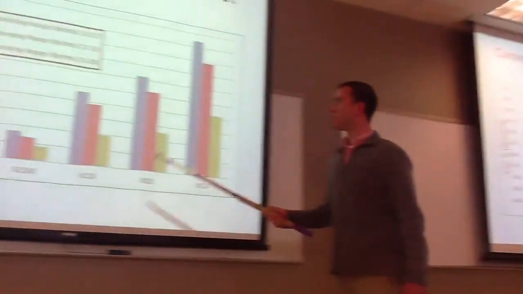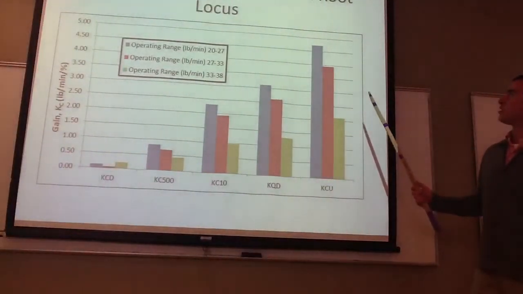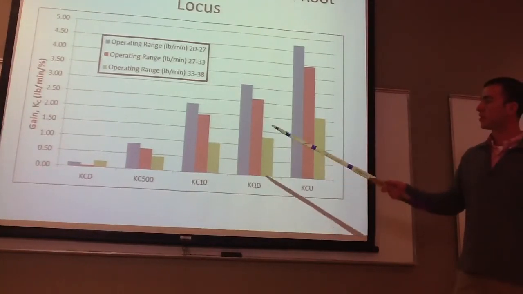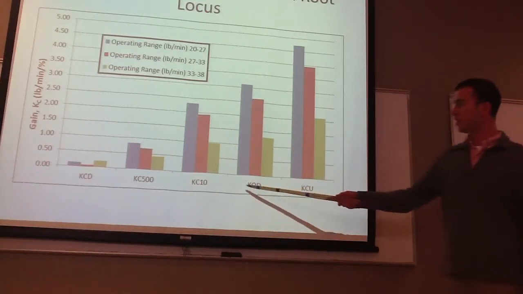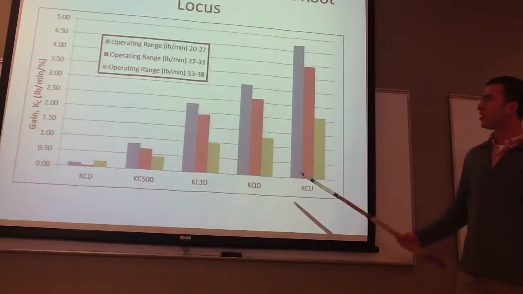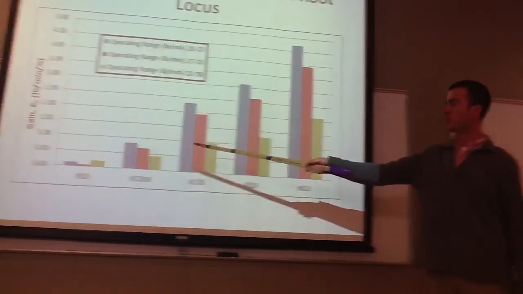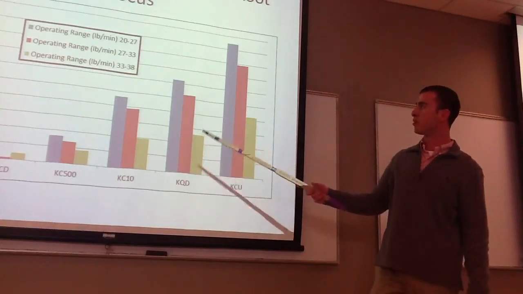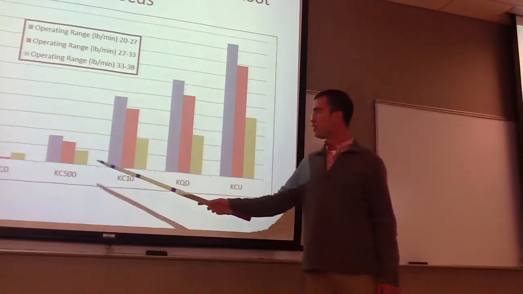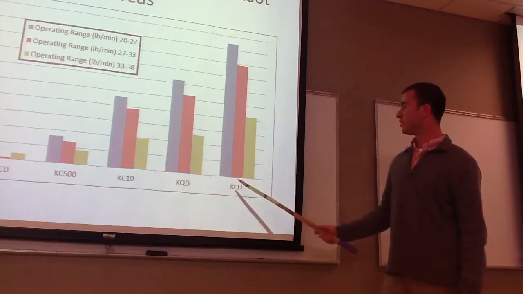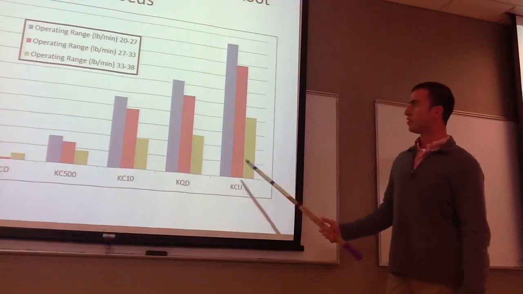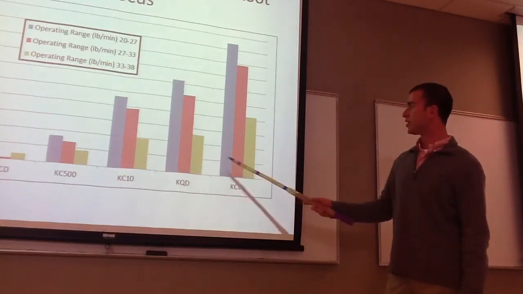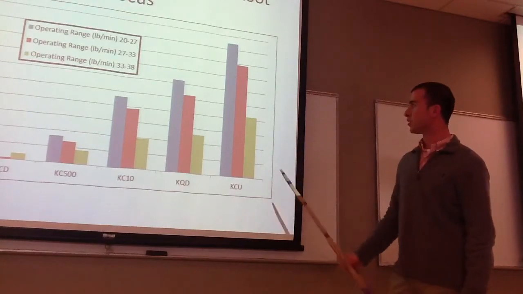Here's a graph telling a little bit about the controller gain obtained from the root locus. This is for different damping ratios, and the blue is the low range, the red is the medium range, and the green is the upper range. And as you can see, for each damping ratio, the gain gets larger.